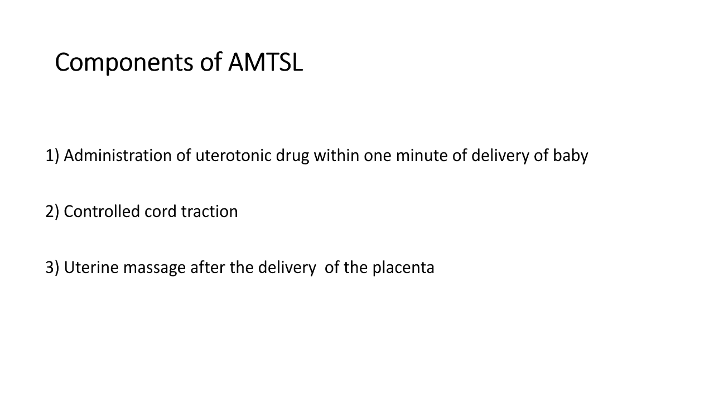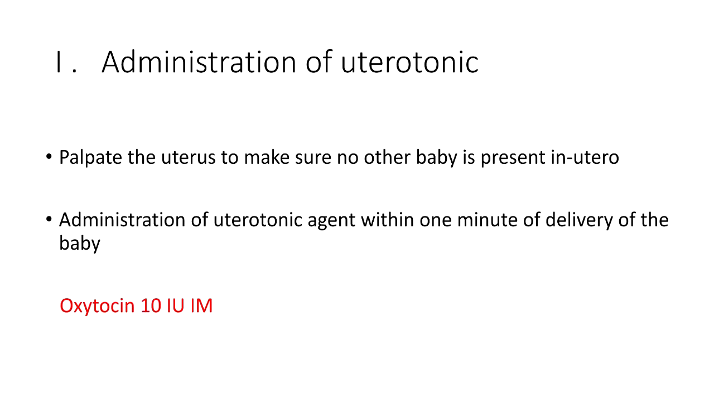So firstly, we define the components of active management of third stage of labor. First is the administration of uterotonic drug within 1 minute of delivery of the baby, controlled cord traction followed by uterine massage after delivery of the placenta. So in administration of the uterotonic drug, palpate the uterus to make sure no other baby is present in the uterus, especially if an ultrasound of the mother has not been done previously. Many patients who come to us from rural areas or patients who have not had regular antenatal checkups, they miss on doing an ultrasound. So that is why this step is important.